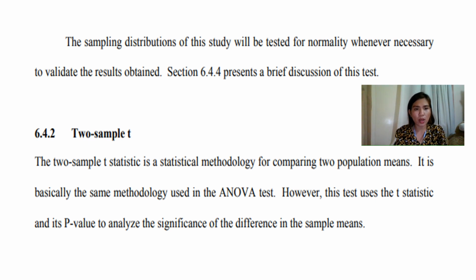6.4.2 Two-sample t. The two-sample t statistic is a statistical methodology for comparing two population means. It is basically the same methodology used in the ANOVA test. However, this test uses the t-statistic and its p-value to analyze the significance of the difference in the sample means.